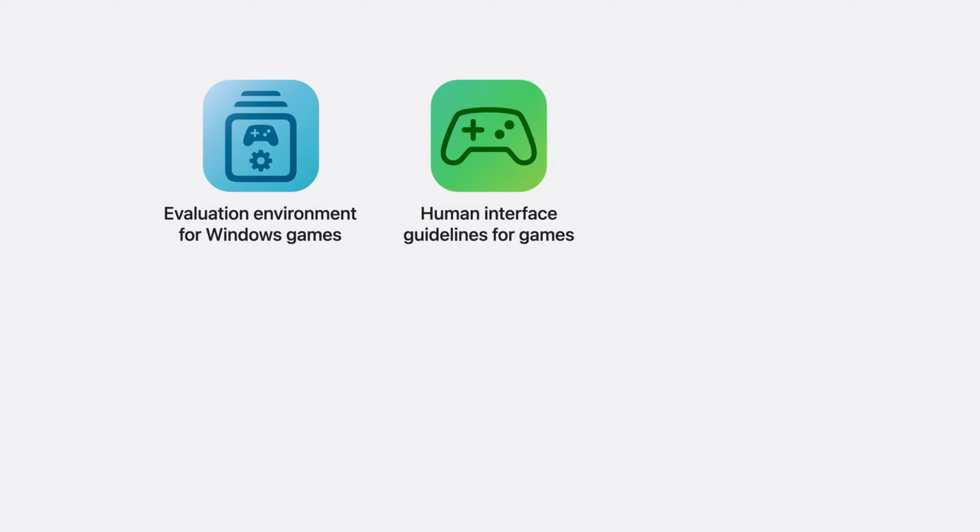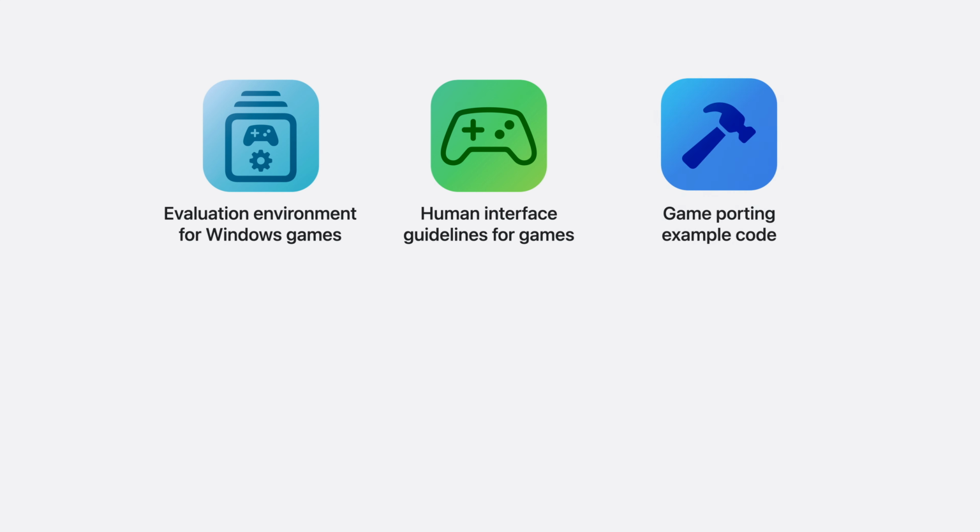First, if you already have your game running on Windows, you start your porting journey by using the included evaluation environment for Windows games to get a better idea how your game can run on Apple Silicon. Next, you can leverage the human interface guidelines to help you apply design conventions that are specific to Apple devices. With the planning phases behind you, game porting example code provides a great starting point for setting up your project and learning about the best practices for porting your game.